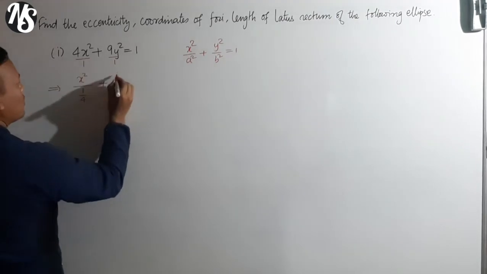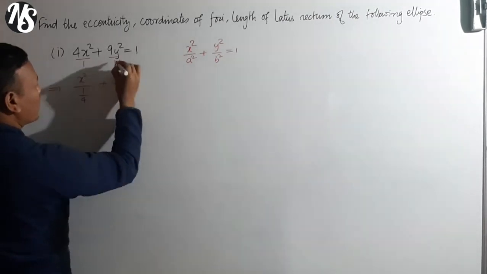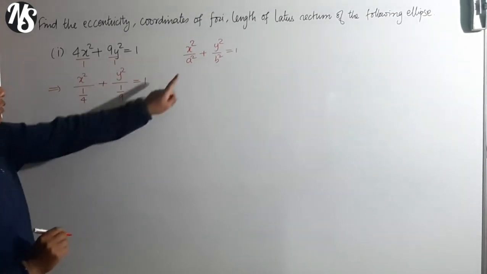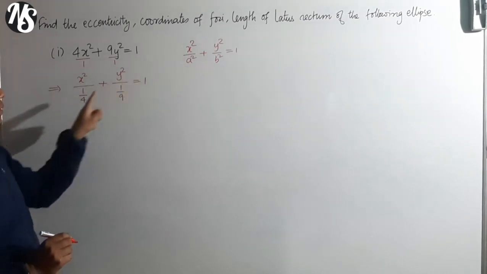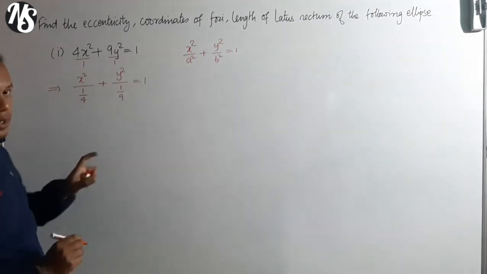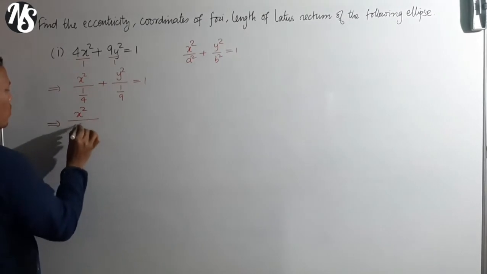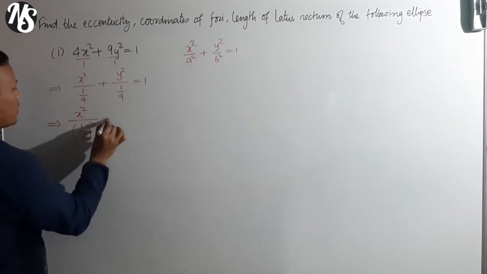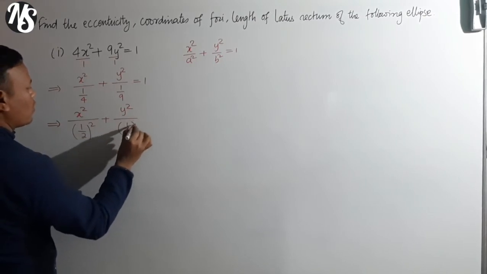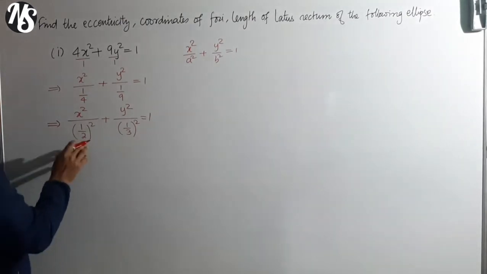Similarly, here y square is there, and this 9 will go below 1. So this is equal to 1. Now we have got some perfect squares out here, isn't it? But here we have just written 1 by 4. So if I write this in terms of squares, then this becomes x square by (1 by 2) whole square plus y square by (1 by 3) whole square equals 1. Now if you see here, what is A?